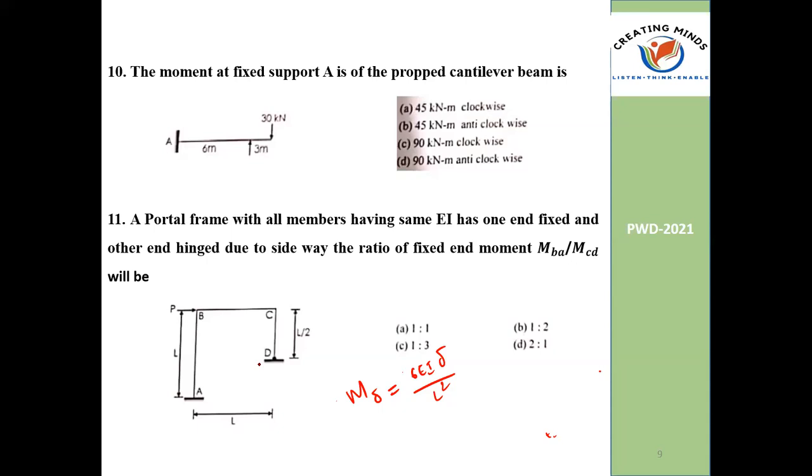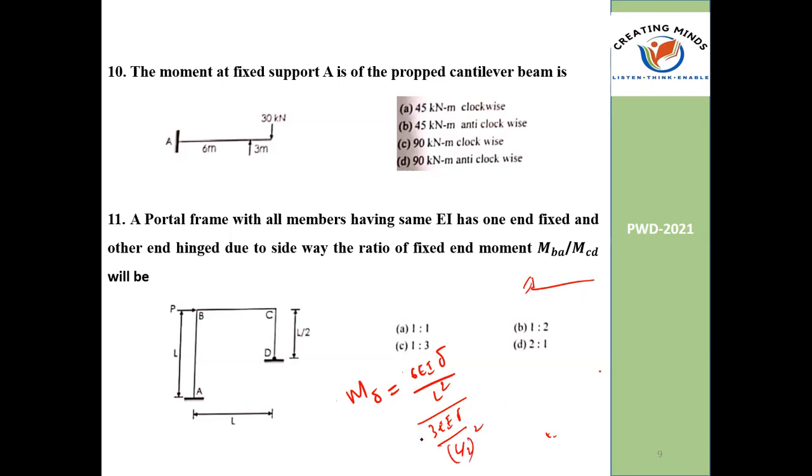Sir, when the end is hinged. Yes, that's the question I am coming to. If the end is hinge, what is the case? So the moment value will be 3 EI delta by L square. We have discussed if the end is fixed, 4 EI by L square. If the end is hinge, 3 EI by L square. It is also direct. You are getting 3 EI delta by L by 2 square.